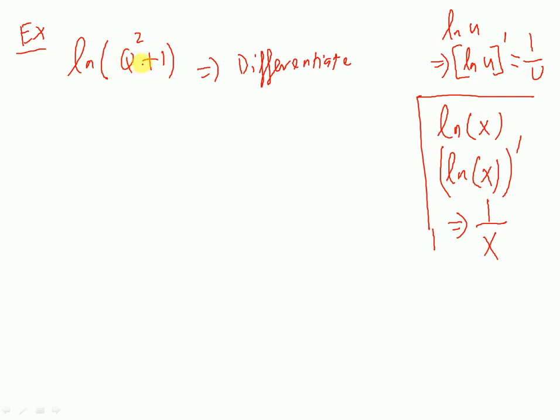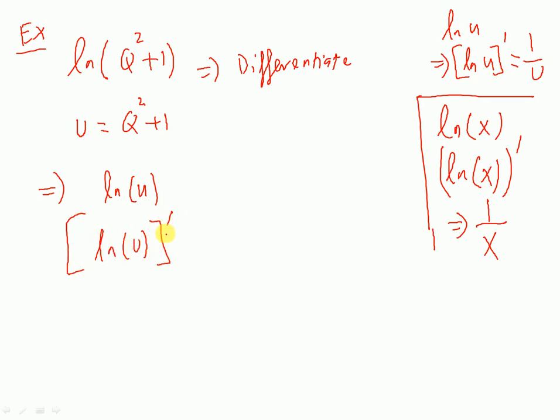Your inside function is not one variable, it's another expression, and your outside function is the ln. So you let your inside function u equal the expression they give you, q squared plus 1. Now you have ln of u, and we are trying to differentiate that, or take the first derivative. Remember, the derivative of ln of u is 1 over u. That's the rule, right? But remember, we let u equal this whole thing, so we have to multiply with u prime for the chain rule.